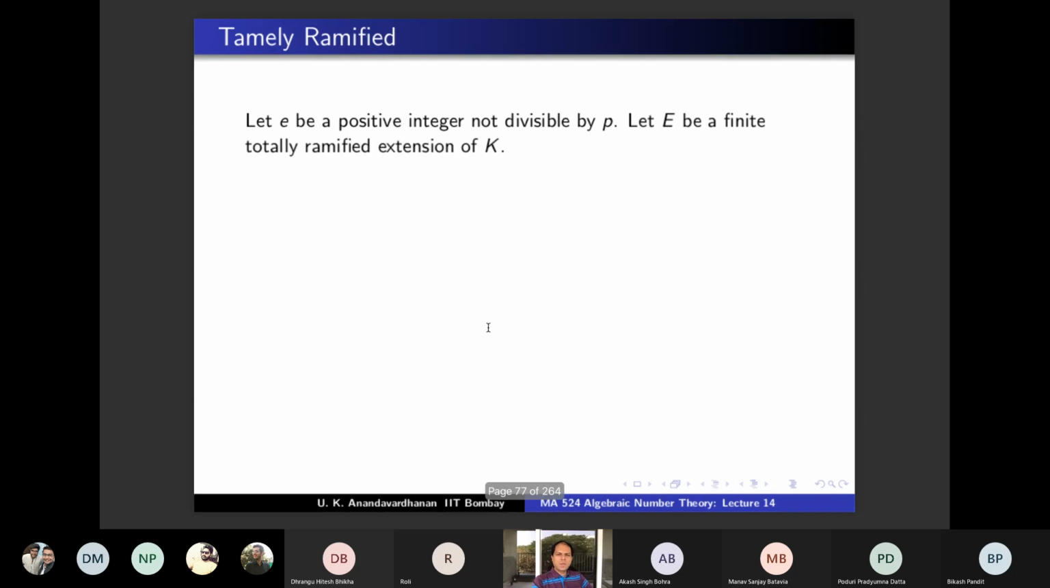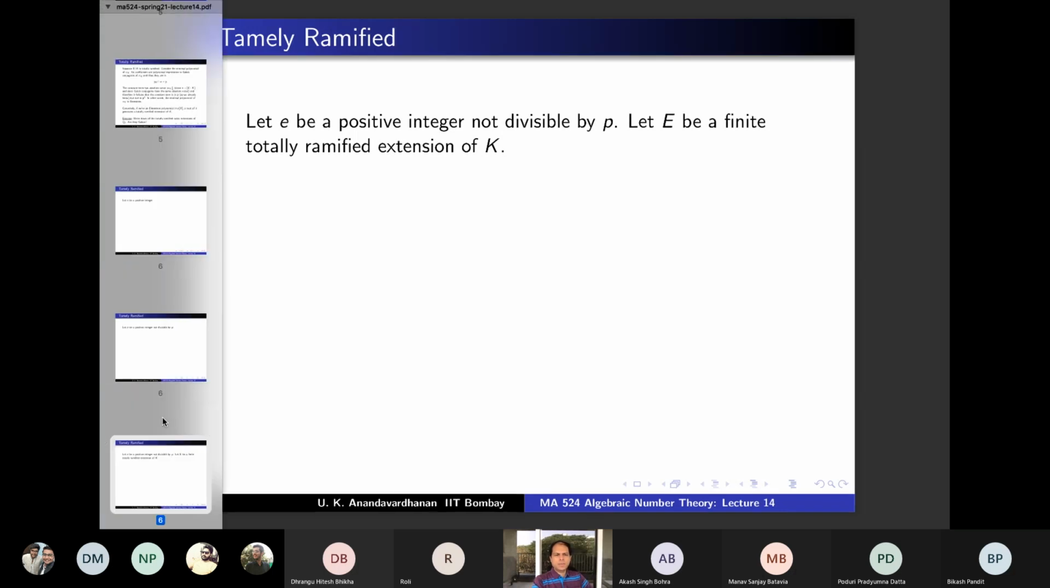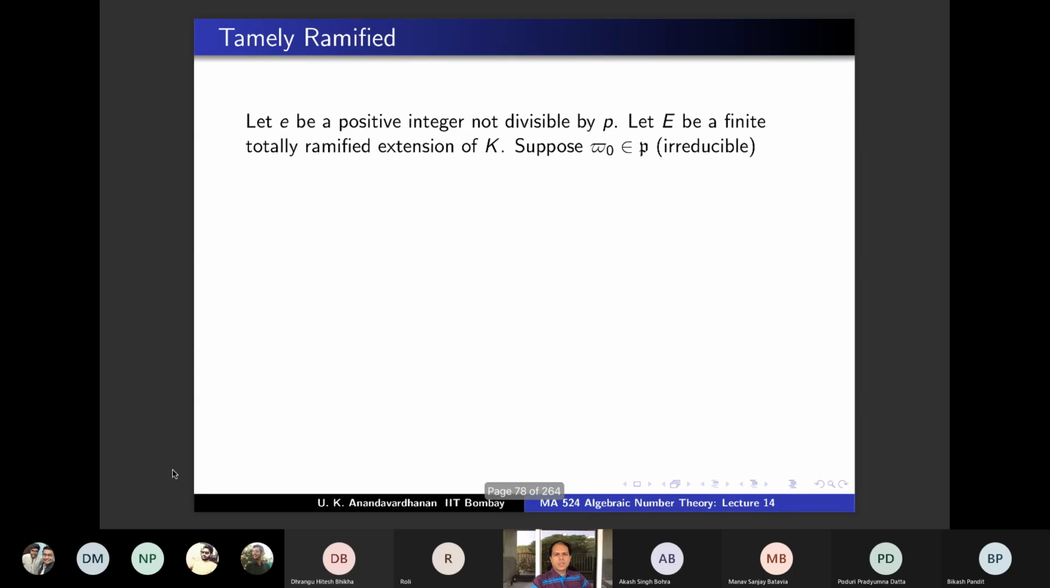So let e be a positive integer not divisible by p, and let E be a finite totally ramified extension of K. I'm going to make a claim now. Suppose pi_0 is any irreducible element in p, which essentially means it has valuation 1. Let beta be an element of the larger field E with this property. Sometimes I may not put the subscript E on the absolute value, because there's a unique extension; in later slides I will not put it. It's understood that the absolute value is extended uniquely. Suppose you have a beta such that beta to the power e has the same absolute value as pi_0.